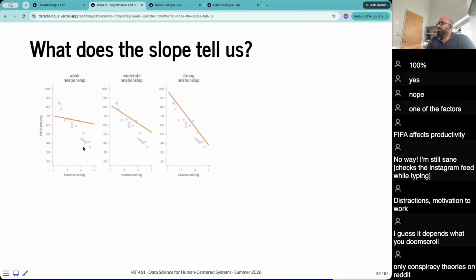Okay? Now, again, what does the slope tell us? It tells there's a weak relationship, there's a moderate relationship, there's a strong relationship between these two. So that's like an effect size. A shallow slope means the predictor has little influence. Doom scrolling is a predictor. Productivity is the thing that you want to predict.